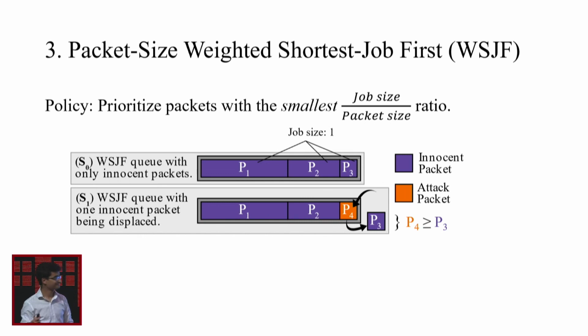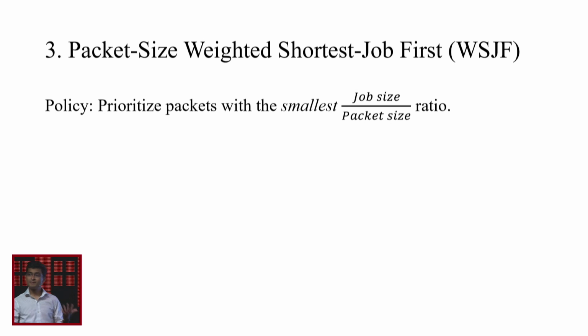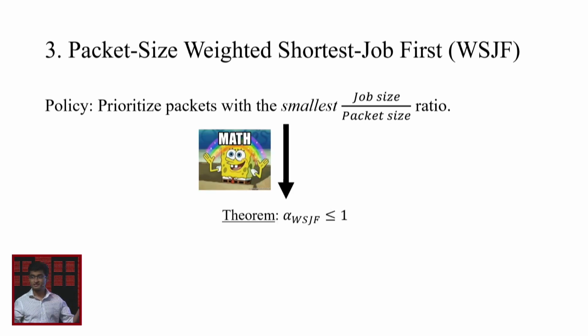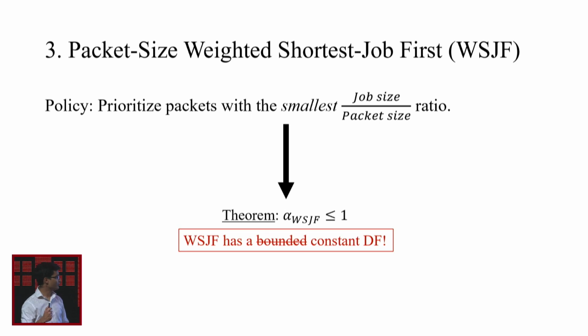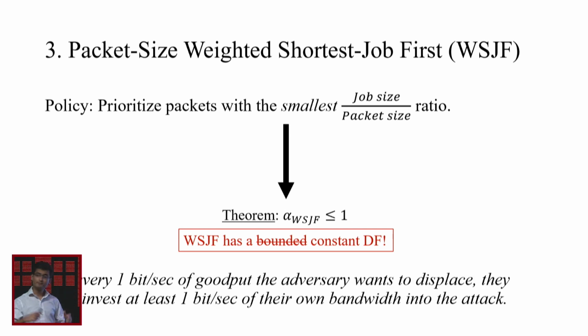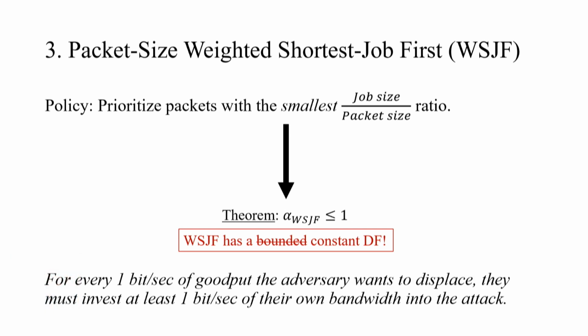So how does this help? Well, that brings us to the main theoretical result of this paper, where we show, using some math, that the displacement factor under weighted SJF is actually upper bounded by 1. So we find that weighted SJF not only has a bounded DF, but a constant one. If we put this into simple terms, weighted SJF guarantees that for every bit per second that the adversary wants to displace, they have to put in at least 1 bit per second of their own traffic into the attack.